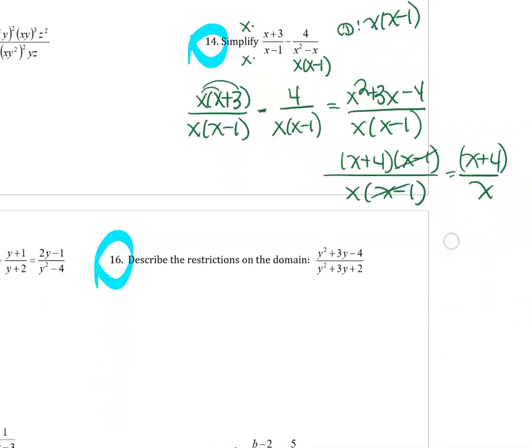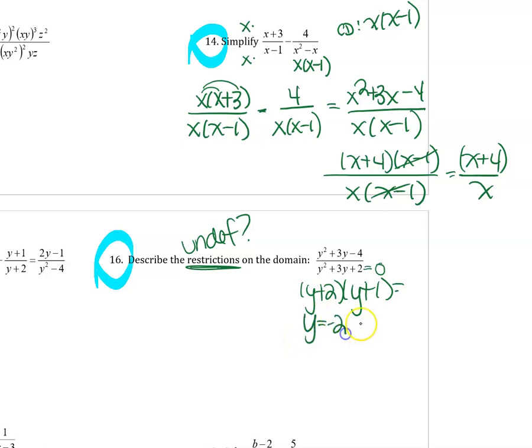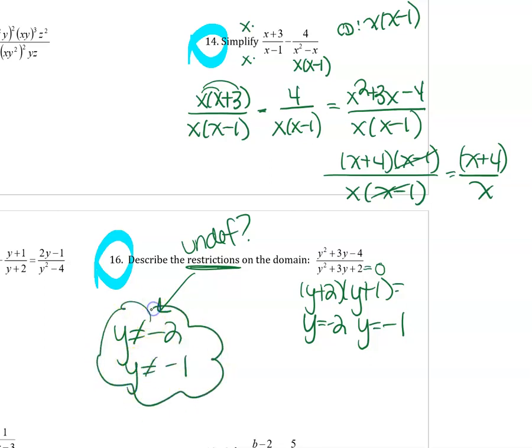All right, come on down to question 16. When I ask for restrictions on the domain, I'm ultimately just asking where this function is going to be undefined. Undefined has to do with the denominator. So if I set the denominator equal to 0 and solve, this would be y plus 2, y plus 1, y equals negative 2, and y equals negative 1. Those are your restrictions. So we're saying y cannot be negative 2, y cannot be negative 1 as your restrictions.